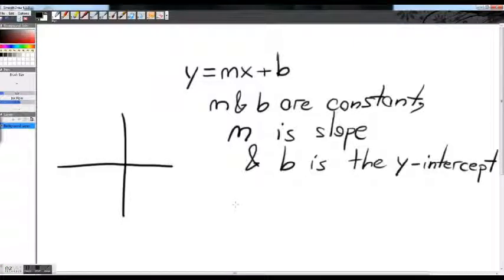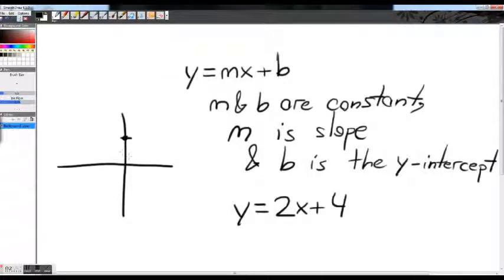So let's look at an example. y equals 2x plus 4. So this positive 4 is the y-intercept. It's the constant term b. So it intercepts the y-axis here, because if we put x equals 0 into this, we get y equals 4. So we know that y takes on the value 4 at the input 0.